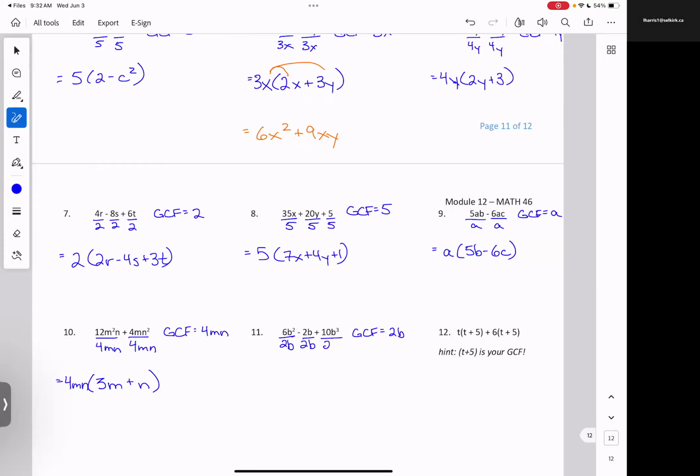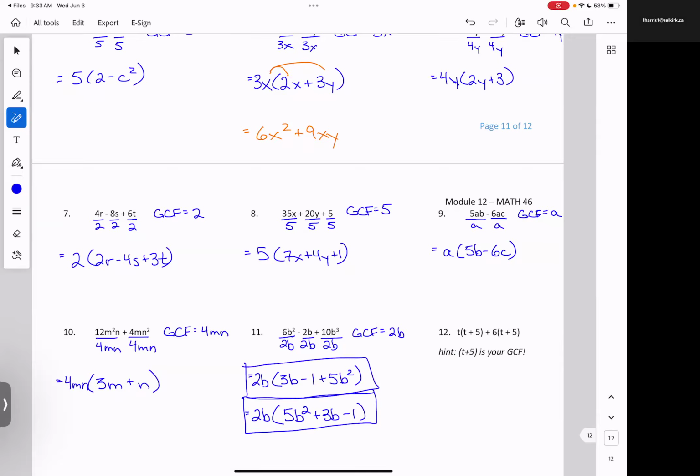Okay, so we're dividing each of these by 2b, and that gives us 3b minus 1 plus 5b squared, and then we have a 2b out front. Now, that is a perfectly acceptable answer in this course. However, I like to rearrange it so that my highest exponent is first. So I would rearrange this to 5b squared plus 3b minus 1. It's just a convention in math, but either of these answers is totally fine.